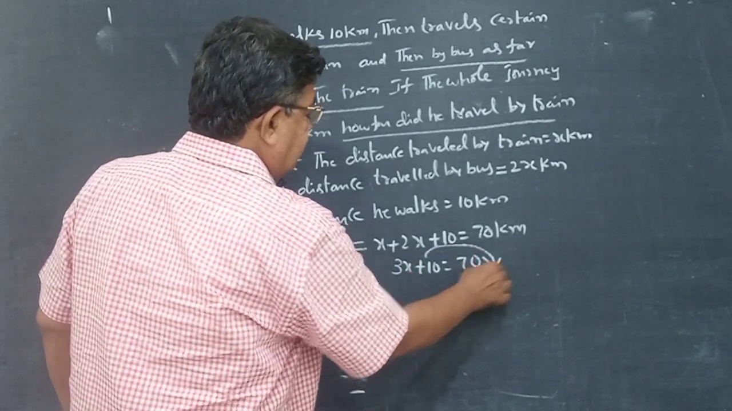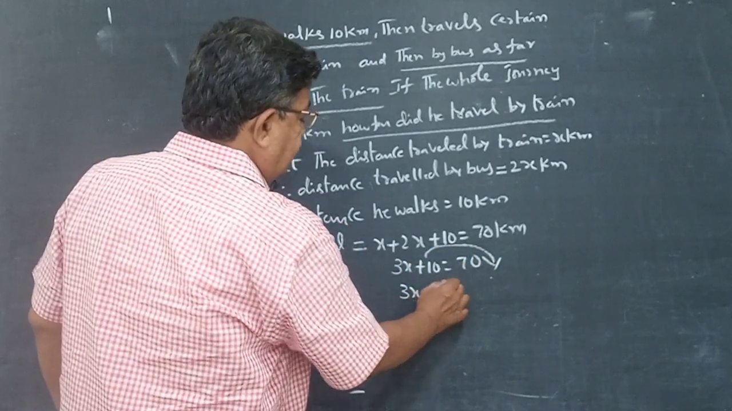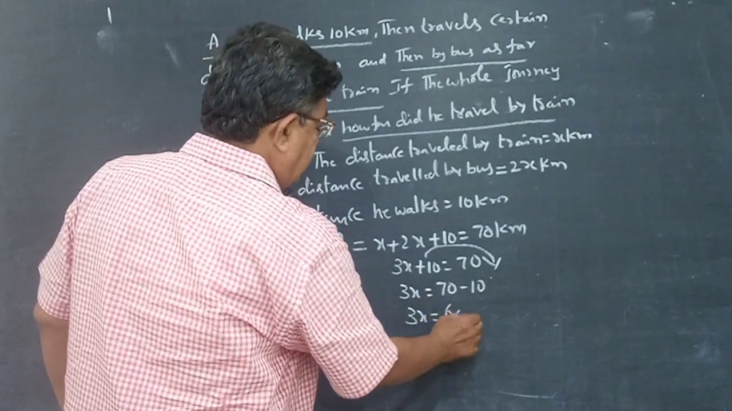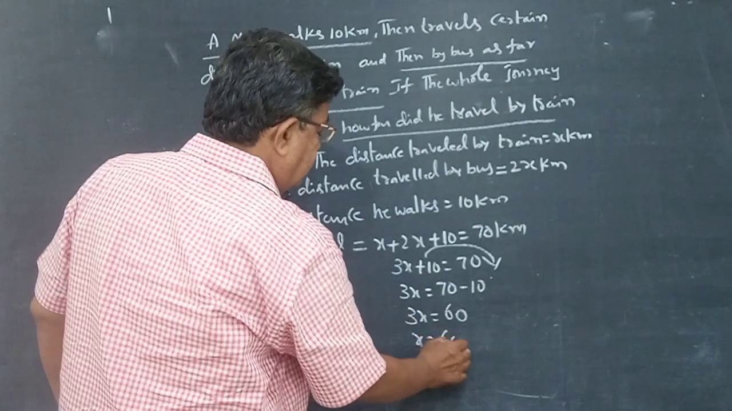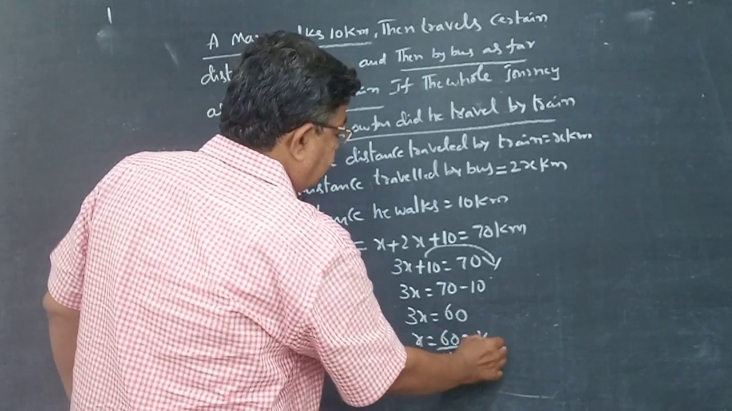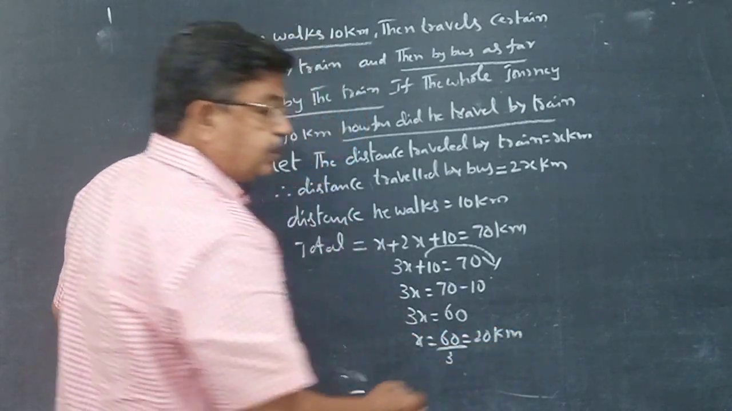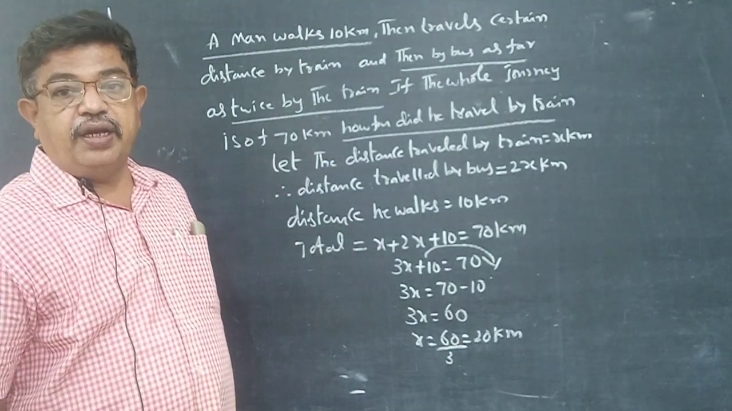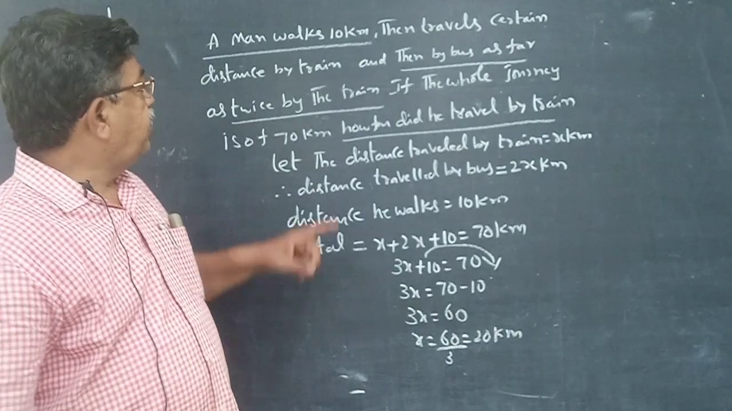Transpose 10 to the other side. 3x is equal to 70 minus 10. 3x is equal to 60. x is equal to 60 by 3. So you got it as 20 kilometers. Therefore, the distance traveled by the man by train is 20 kilometers.